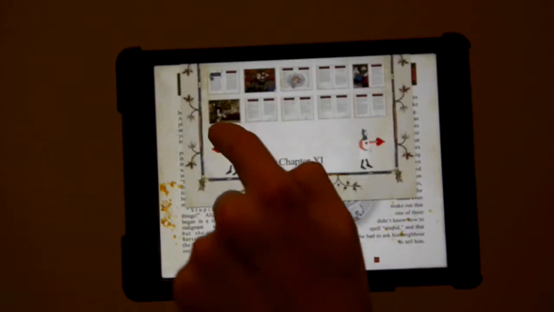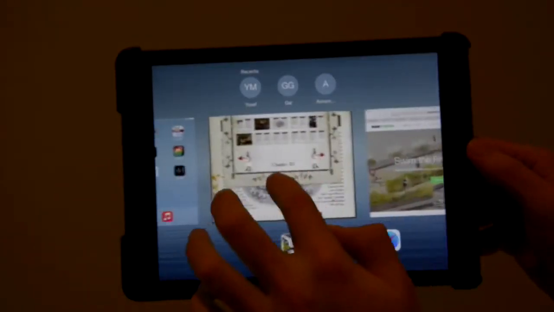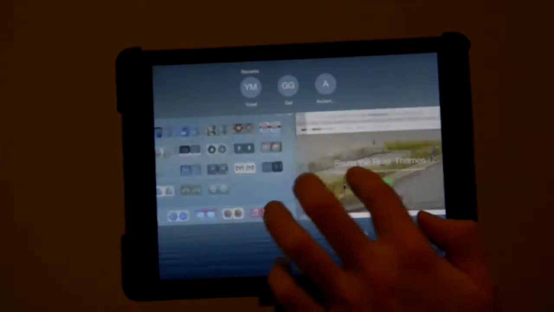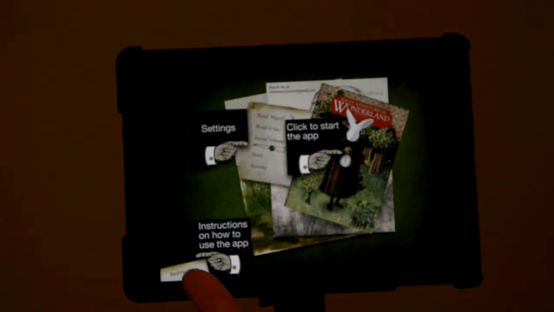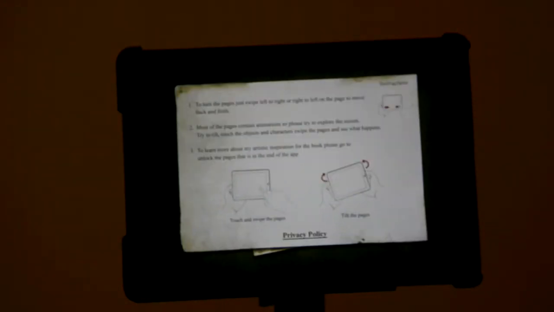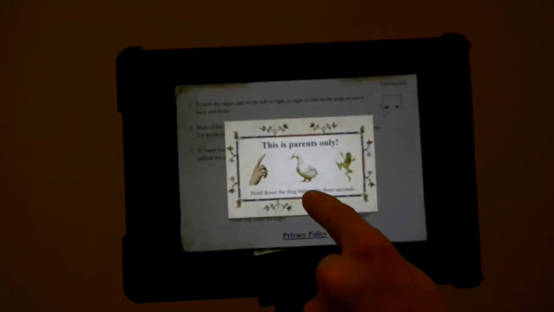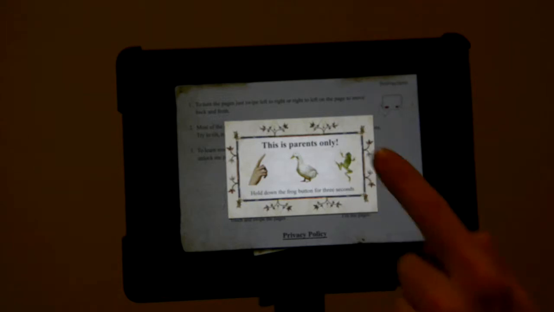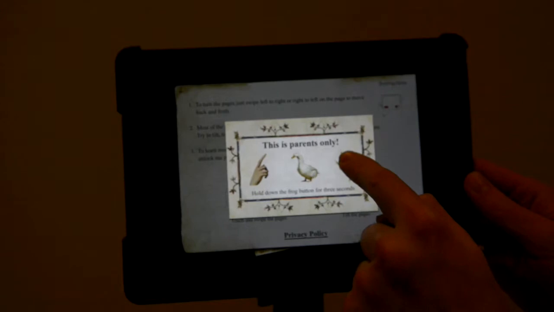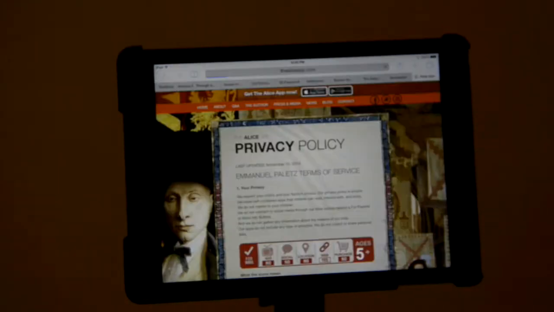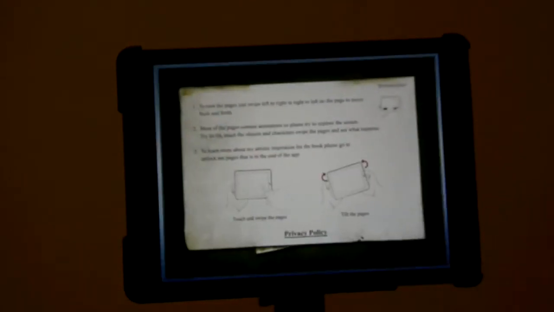Clicking on the app. Let's do it from the beginning. Clicking on it. And then you have privacy policy. Hold down the frog button for 3 seconds. You have another, but it's the same method. I need to hold it. And it's taking you to the internet, to the privacy policy. Then I'm going back to the app.